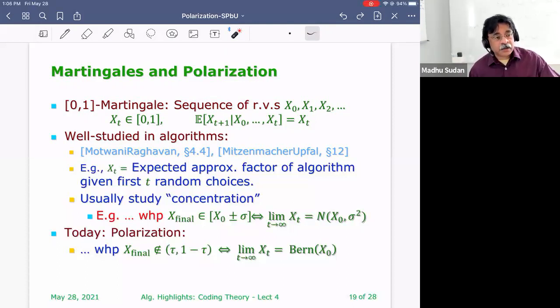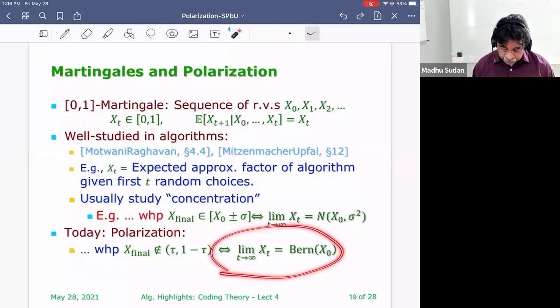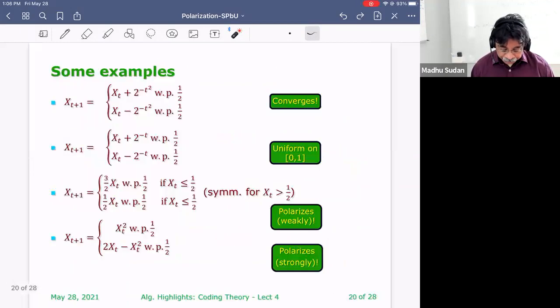Today, what we are trying to say is not that these variables are going to concentrate and with high probability be roughly what their expected value is, but rather they're going to polarize. With very high probability, they'll either have the maximum value or the minimum value. And the probability of being one or the other is dependent on what the initial value is, so that the expectations are preserved. So that's the kind of process we want to study. We want to say that the limit of this thing is a Bernoulli random variable.